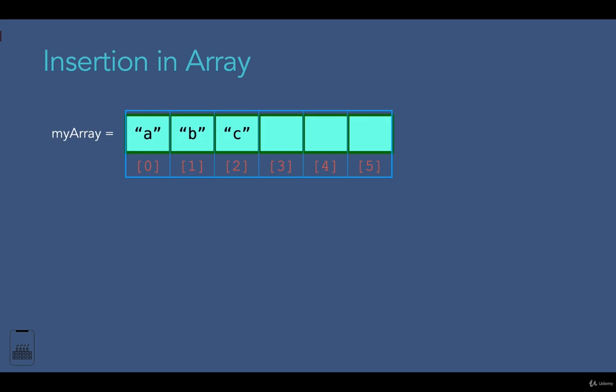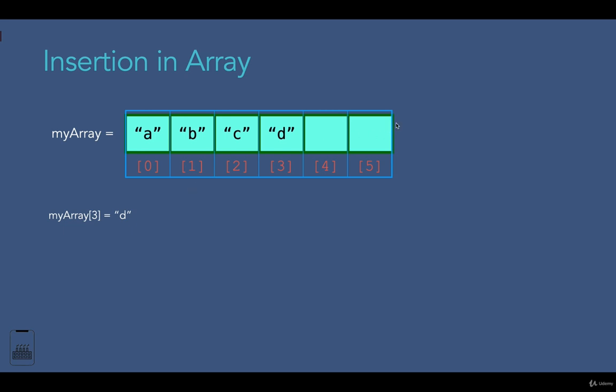Okay, let's say we have an array of size 6, and the first 3 cells are occupied and the other 3 cells are empty. Now if we want to insert an element into this cell, which is index 3, we just need to put the array name, which is myArray, then inside square brackets we put the array index, then we assign a value to it. After doing so, the value will be inserted into the array.